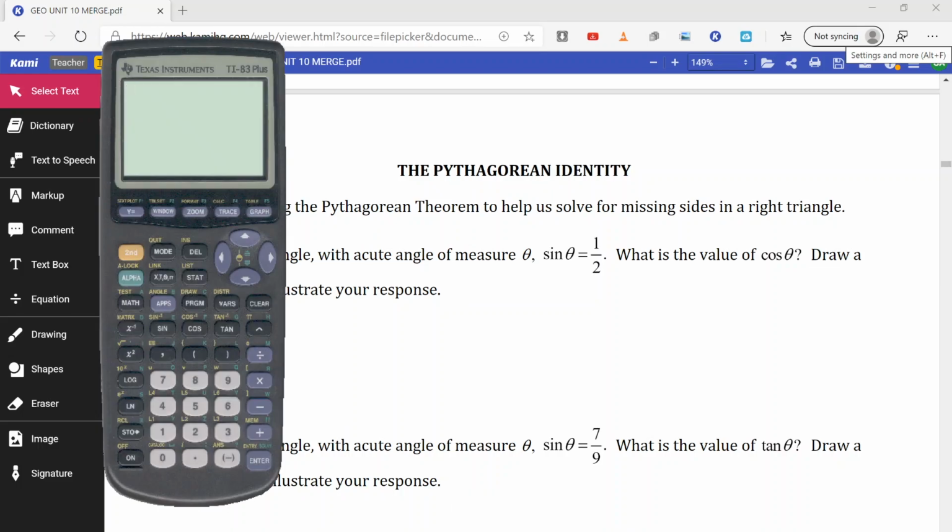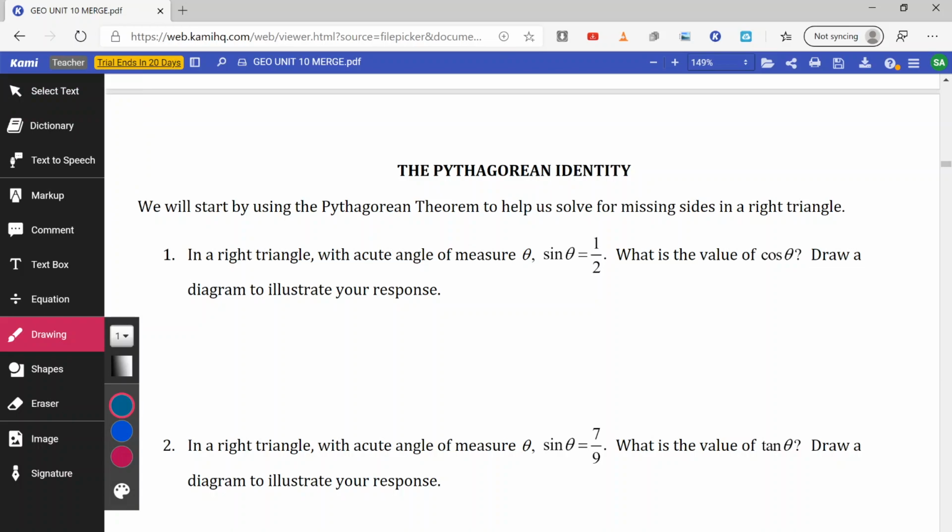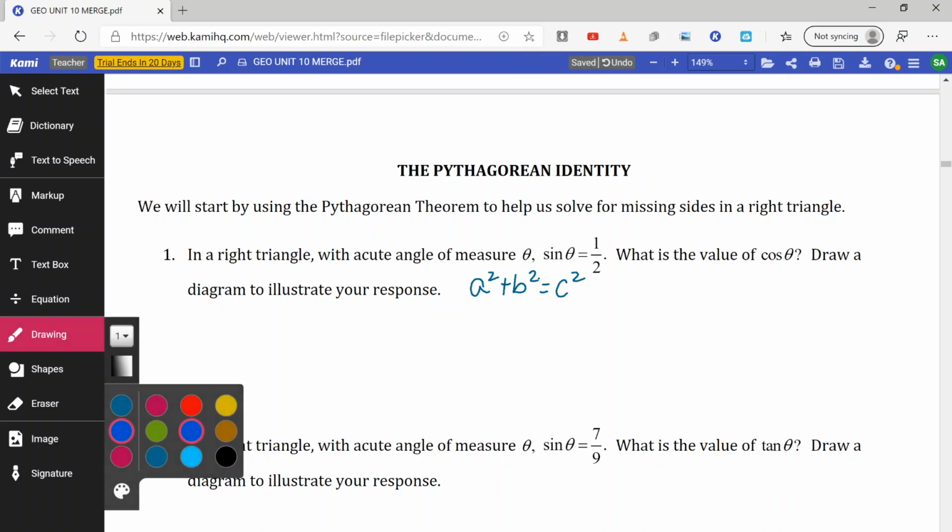Now, the Pythagorean theorem states when I square the two short sides and add them together, I am going to get the square of the hypotenuse. So the Pythagorean theorem is a squared plus b squared equals c squared. Now the Pythagorean identity deals with trig. So what we're going to do here is use the Pythagorean theorem to figure out the values of sine and cosine here.